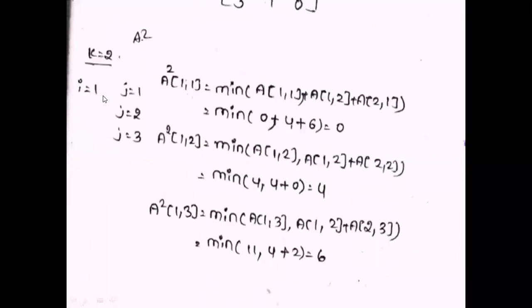So how it works: the same k equal to 2, I equal to 1, for j equal to 1 we first calculate a of 1 1. For I equal to 1, j equal to 2, we calculate a 1 2. Next for I equal to 1, j equal to 3, we calculate a 1 3. That equals the minimum of a of 1 1, that is a of 1 1.